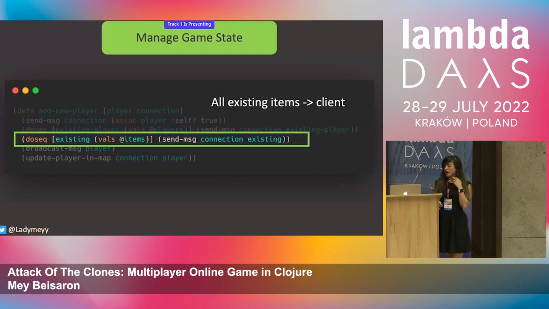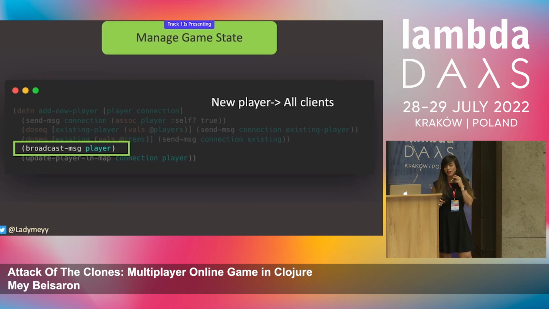Next, we have a for loop again, because we also want to send all of the existing items to the player who just joined, right? We have all of the exceptions that are on the screen already. So again, what I'm doing here is sending every single item in a separate message. Is it the best? No, but this is for simplicity.